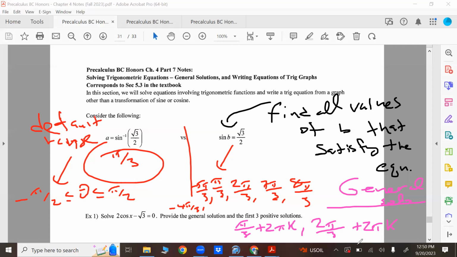Yeah. So, question, Audie, go ahead. So then for sine, it's plus 2 pi k, but for tan, it's plus pi k. Exactly right. Yes, 100% right.